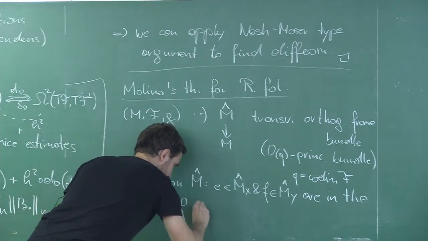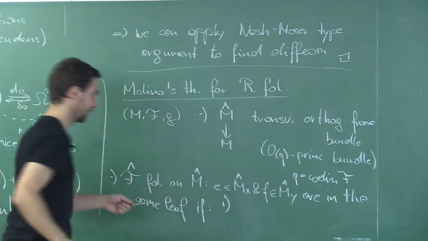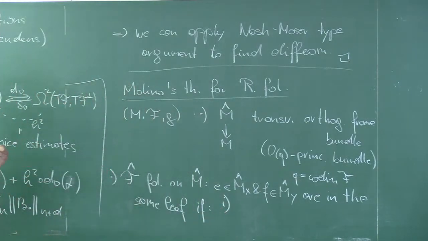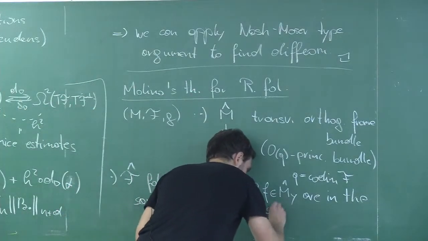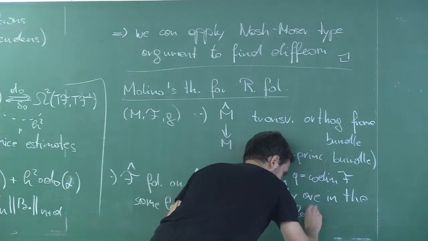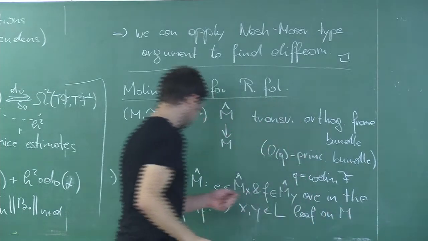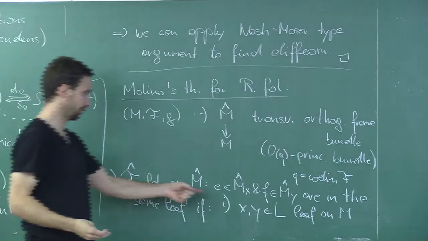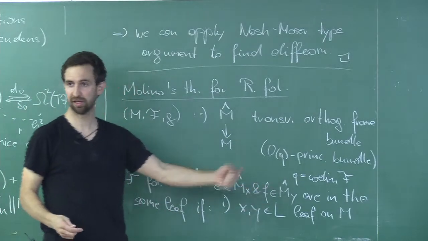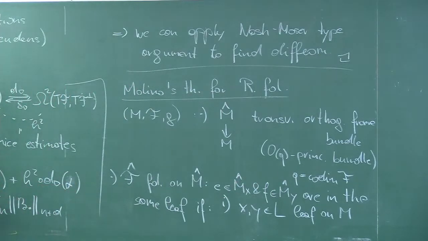Right, so first of all, the base points X and Y have to be in the same leaf on the base manifold. And then that is one condition. The second condition is if we take a path from X to Y in the leaf, we want the corresponding linear holonomy to map the orthogonal frame E at X to the orthogonal frame F at Y. So basically, every leaf will be a holonomy cover of the leaf downstairs.